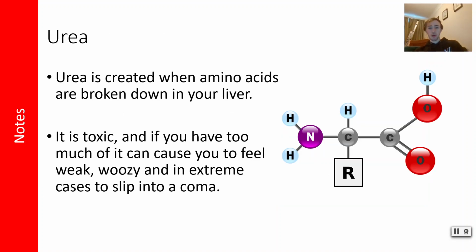Urea is a chemical that is created when amino acids are broken down in your liver. Why do we break them down? We break them down to release some energy from them. So if you've got some leftover amino acids, which you've got by digesting the proteins of the plant or animal you've eaten, they will then be used to release energy, and that is done in the liver, and it creates this byproduct of urea.